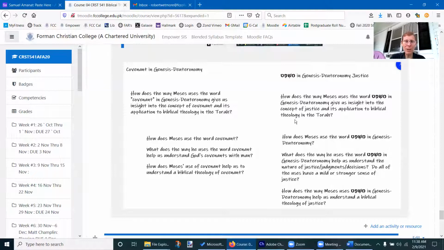What does the way he uses the word covenant help us understand about God's covenants with man? So again, you're going to be asking questions. Well, how does he use the word covenant between humans and humans? And what does that mean? And you're going to be asking those questions.